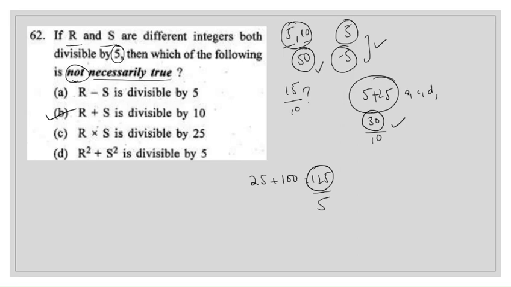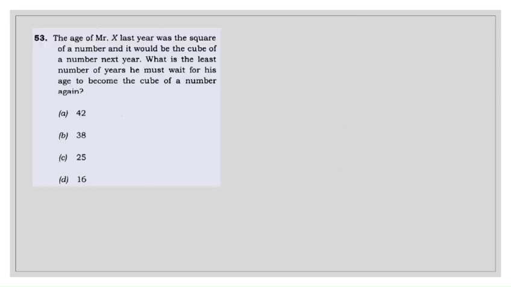Now moving on to the next question. The age of Mr. X last year was the square of a number and it would be the cube of a number next year. So okay, what was the condition last year? The age of Mr. X last year was the square of a number. So we can imagine the number is x, so the age will be x square.